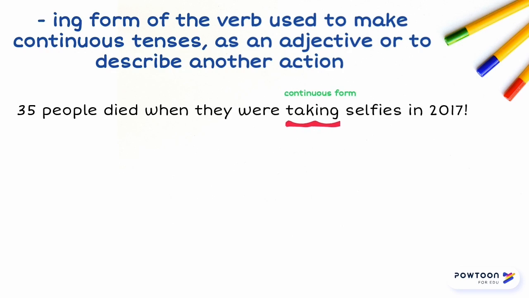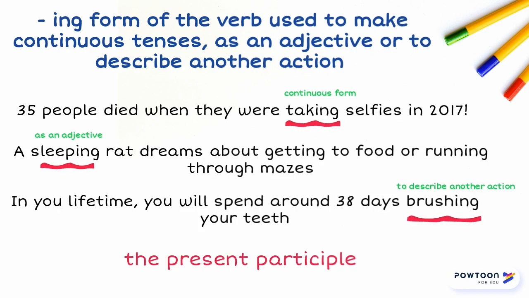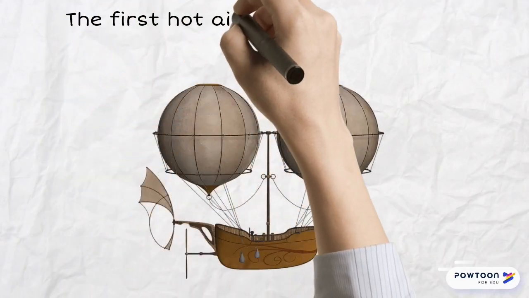The present participle is the ing form of the verb, which we use to make continuous tenses, like in the first example, part of the past continuous, in the function of an adjective, a sleeping rat, and to describe another action. For example, in your lifetime, you will spend around 38 days. How? In what way? Brushing your teeth.